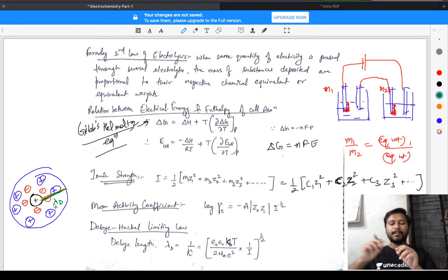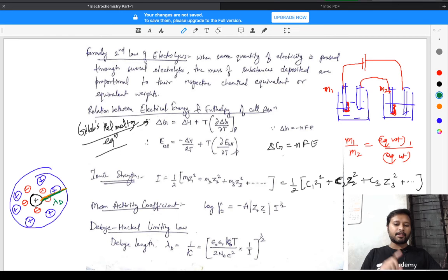So lambda D is the Debye length. It's the distance from that particular charged species up to which its influence can be seen on the other ionic species in the solution. It's given by 1 by kappa, and that is equal to epsilon naught epsilon r kB T divided by 2 N A e squared into 1 by I, and the whole thing is under a root. So you have to memorize this formula.